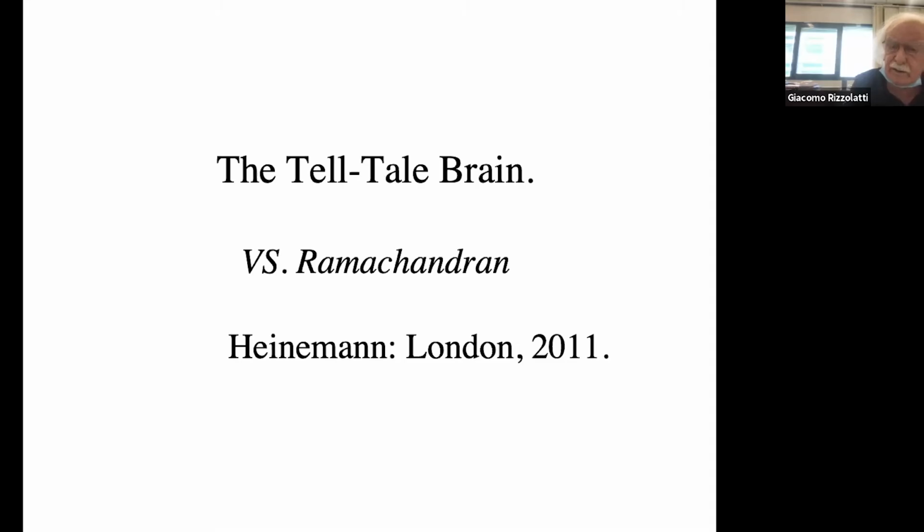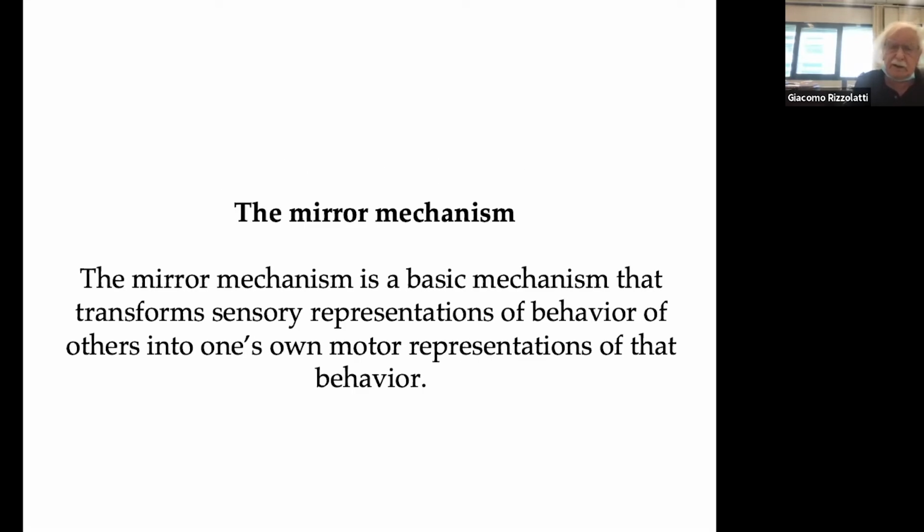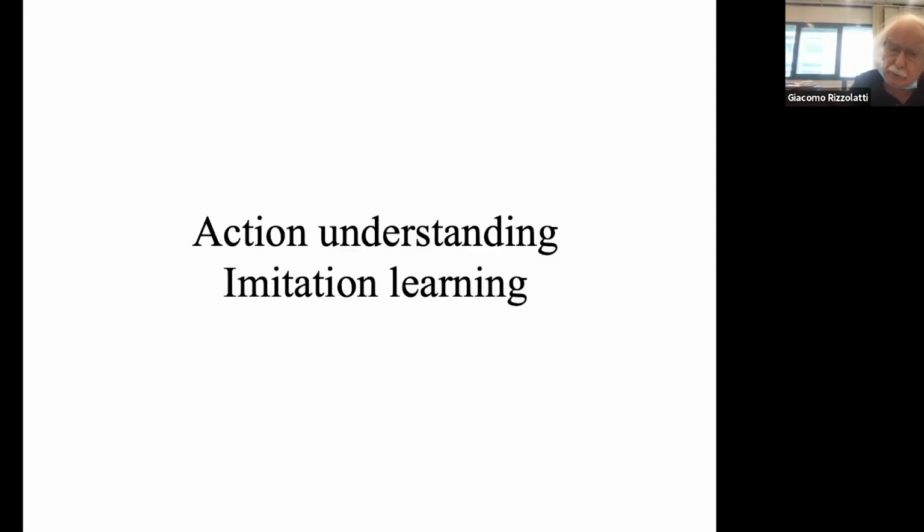But there is something: why did imitation start at this time? Again, it's the mirror mechanism. Because the mirror mechanism is able to transform sensory representation of behavior into motor representation. I mentioned before that what we studied is action understanding, one aspect of mirror neurons. But there is another aspect, which is imitation learning. And we have strong evidence in favor of that. Many years ago with Iacoboni, we did an experiment in humans, recording activity from Broca's area, and we see there is imitation learning.